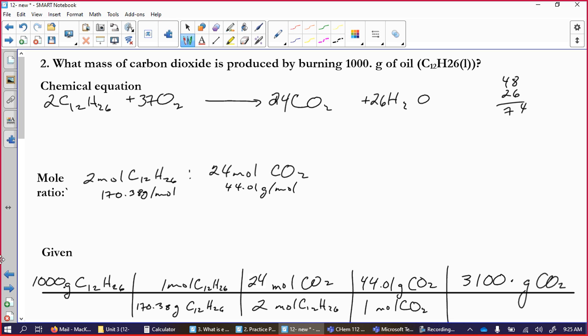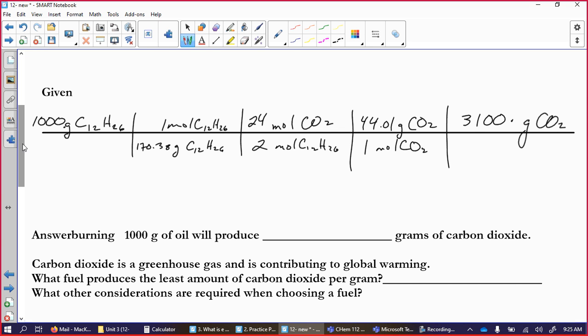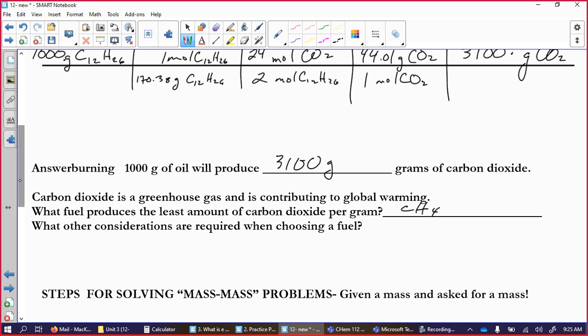You also technically get, it has to do with the energy that comes out, which you talk about in Chemistry 12. But that is kind of our starting point. Which fuel produces the least amount of carbon dioxide per gram? That's CH2. Other considerations.